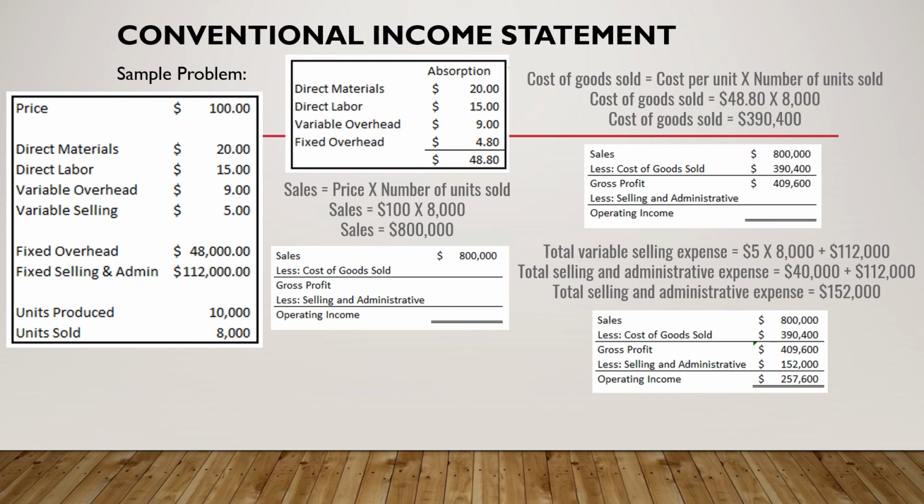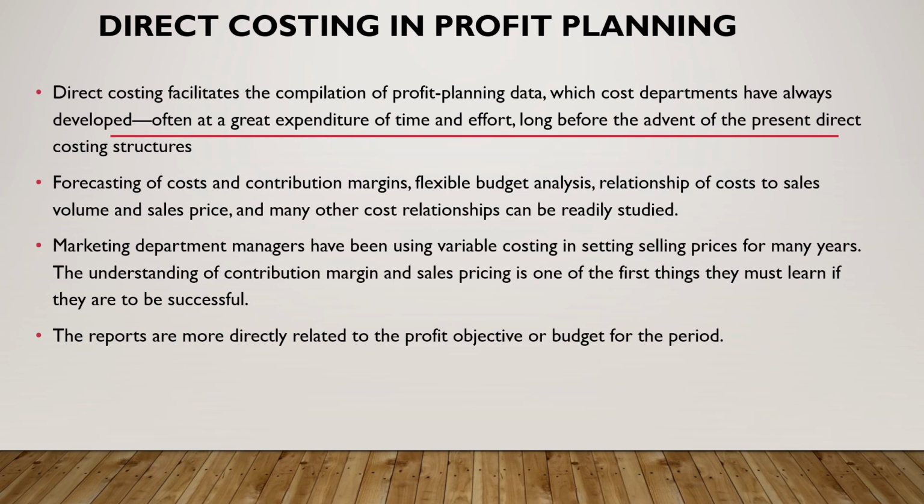So that's how the conventional income statement is computed. So the last topic is direct costing in profit planning. Direct costing facilitates the compilation of profit planning data, which cost departments have always developed, often at a great expenditure of time and effort, long before the advent of the present direct costing structures. Forecasting of cost and contribution margins, flexible budget analysis, relationship of cost to sales volume and sales price, and many other cost relationships can be readily studied.